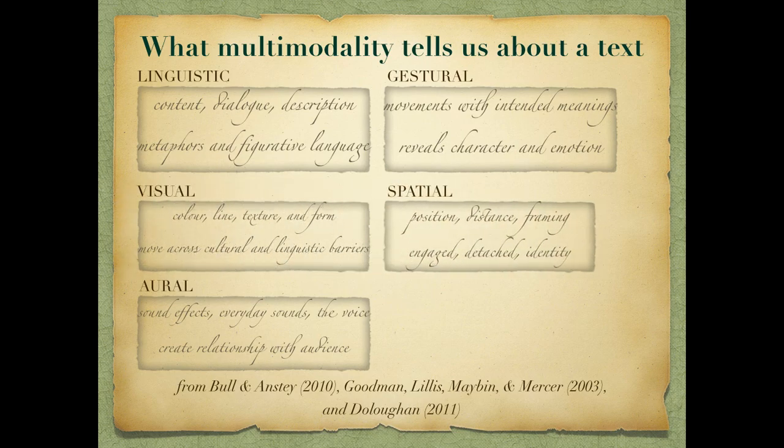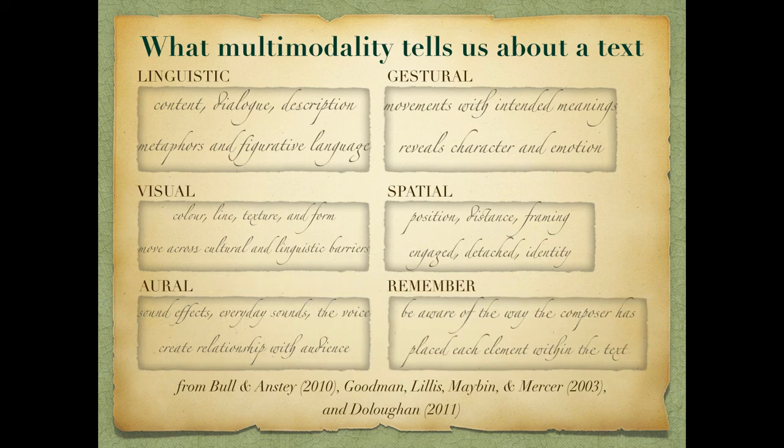Finally, multimodal text can use spatial features, 2D and 3D representations of place, organization, and layout. Spatial features also describe how aspects of the text are positioned, distributed, and related, creating formality, intimacy, engagement, or detachment. You must remember to be aware of the way the composer has placed each element within the text as it creates certain meanings.